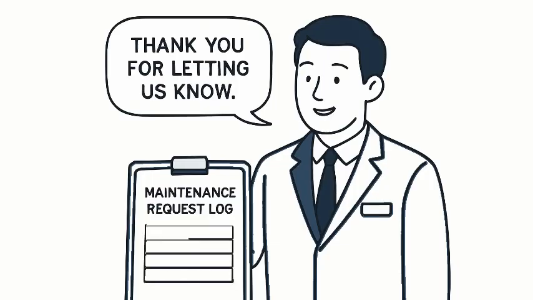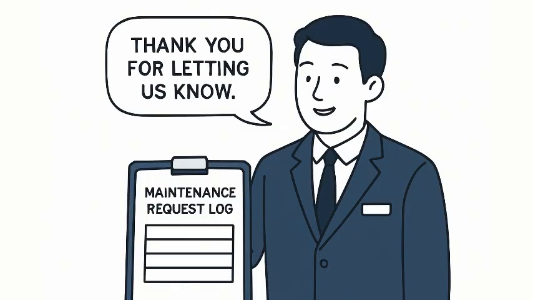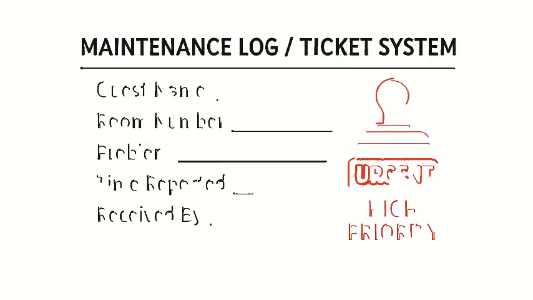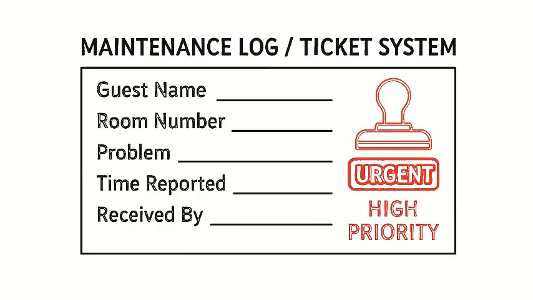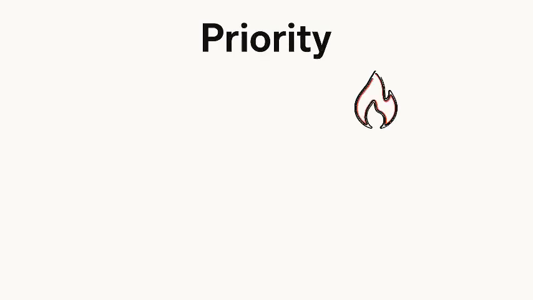Step 2. Log the request. Enter the issue immediately into your maintenance log or ticket system. Include the guest's name and room number, the exact problem, the time reported, and who took the request. If it's urgent, clearly mark it as high priority.